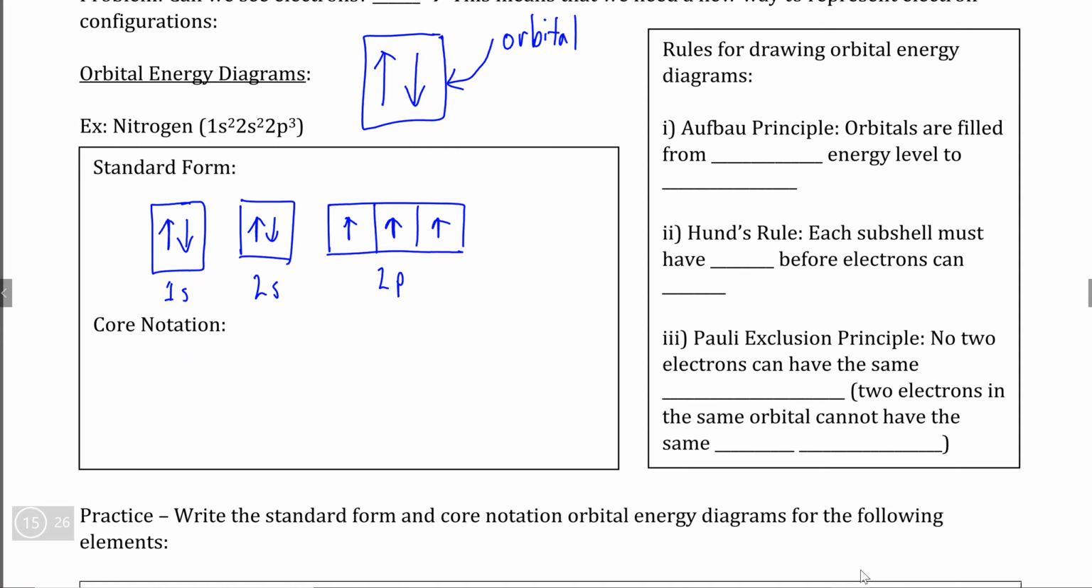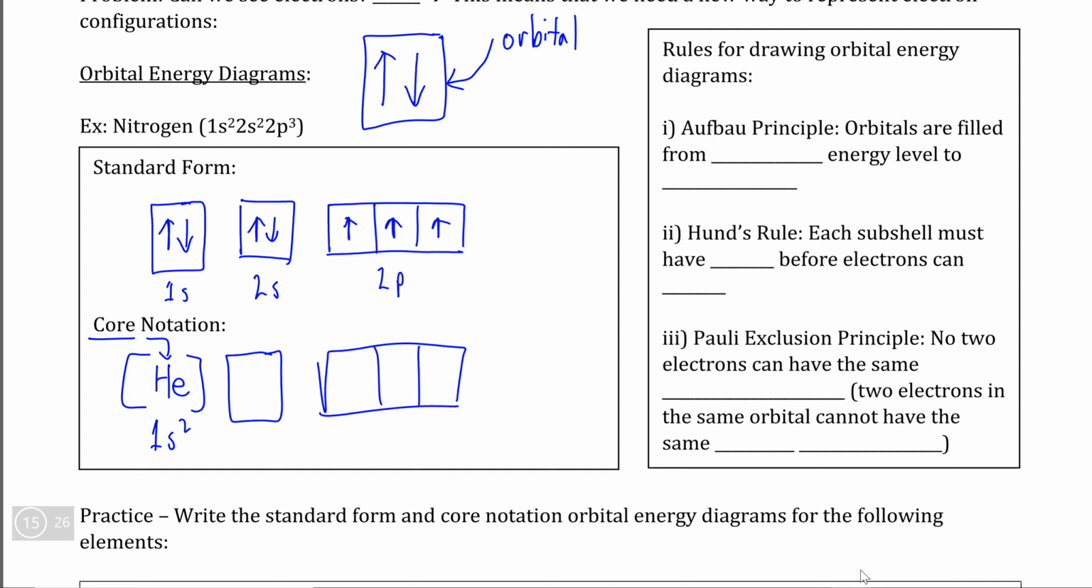Fortunately, with elements with a large number of electrons, we can also use core notation as a short form. We remember that the closest noble gas to nitrogen that isn't larger is actually helium. So we can represent helium here in brackets to represent our core, and we know that the electron configuration of helium is 1s2, and the rest of the electrons we represent in the same way, drawing the 2s subshell and the 2p subshell exactly the same as before.